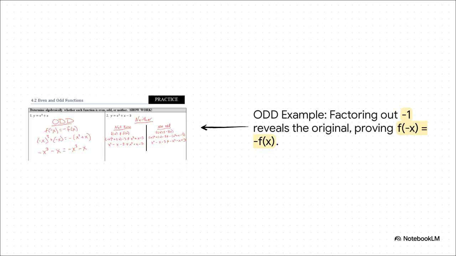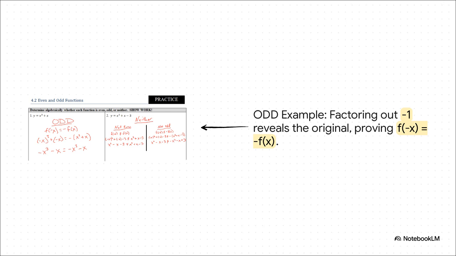Okay, now for an odd one. We plug in negative x and watch what happens. Every single sign flips. Now here's the key move. You factor out a -1 from everything. And when you do that, look what's left inside the parentheses. It's our original function. So we just proved that f of negative x equals negative f of x.